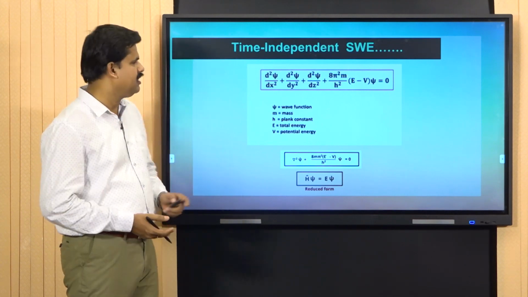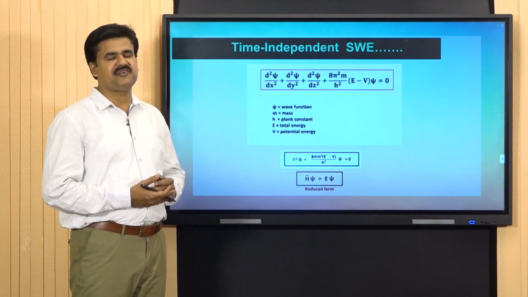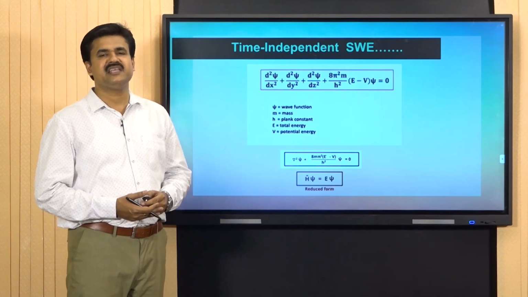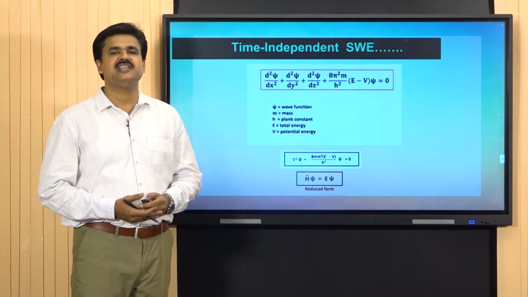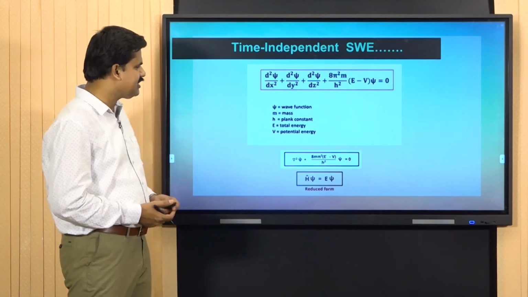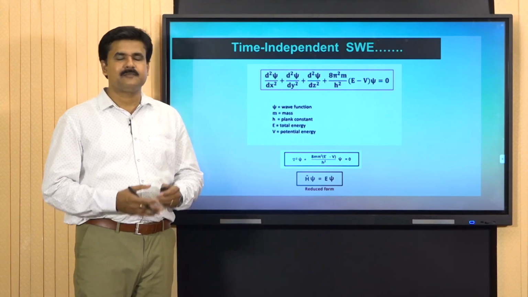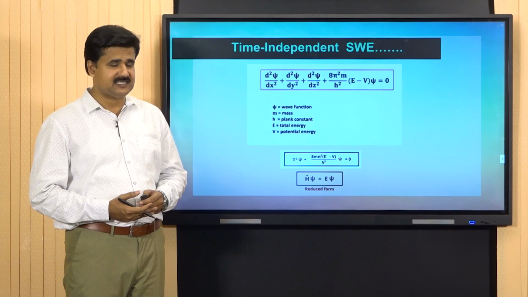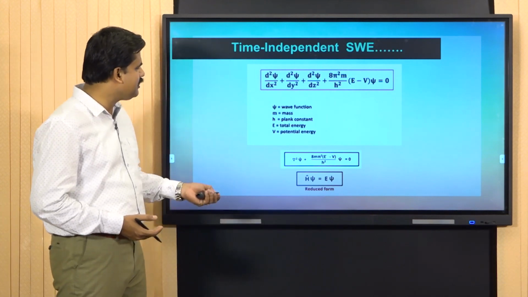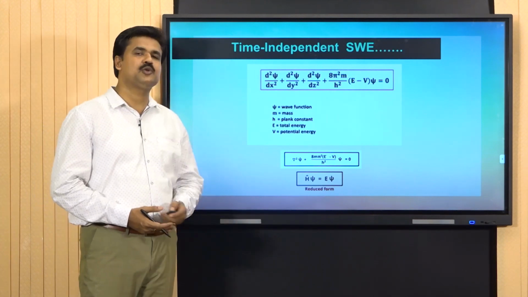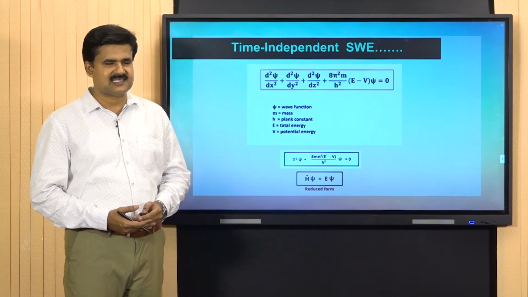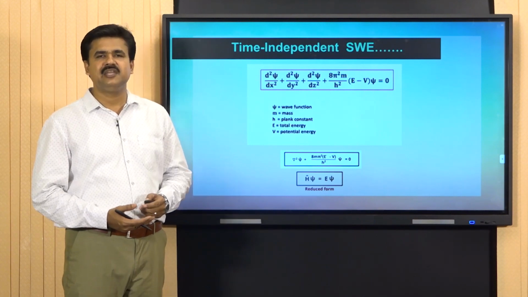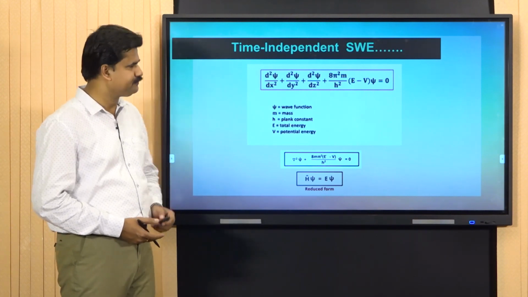This equation can be again simplified to del square psi plus 8 pi square m by h square into E minus V into psi is equal to 0. Here, del square represents the so-called Laplacian operator or Laplace's operator. This equation can again be simplified as Hamiltonian psi is equal to E psi. This is the most simplified form of the time-independent Schrodinger wave equation.